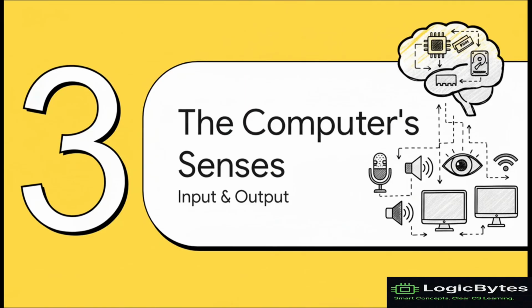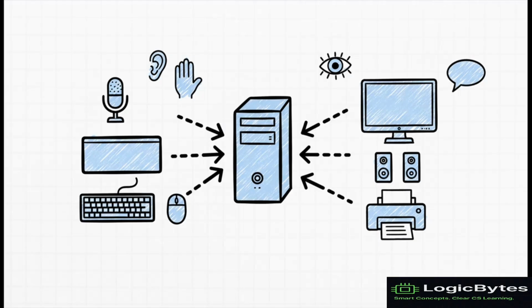Awesome. But how does this brain actually sense anything? How does it interact with the outside world? With us? And this takes us right back to where we started, input and output. A really great way to think about these is as the computer's senses. Input devices are like its ears and hands. They let it take in information. And output devices are like its voice and face. They let it communicate back to us.